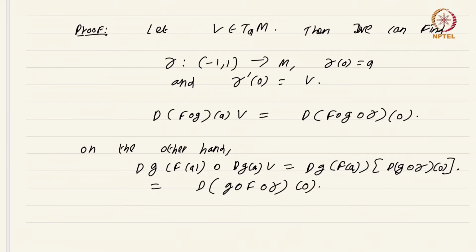So this time this quantity acts as the vector, g composed with gamma acts as the curve, and this function g acts as the function which I'm using to push forward the velocity vector. Okay, and as you notice these two are the same, and this is true for all velocity vectors, so the chain rule on manifolds is proved.